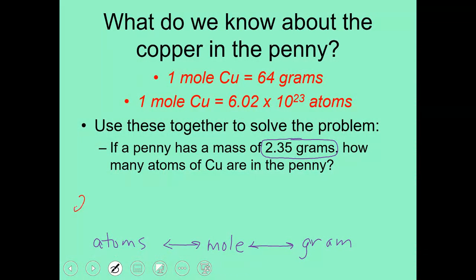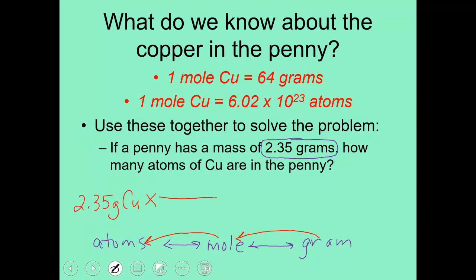Okay. So here we have 2.35 grams of copper. And I literally took a penny and weighed it, to see what the mass was on our balance. Now, from grams, I can convert to moles. And then from moles, I can convert to atoms.